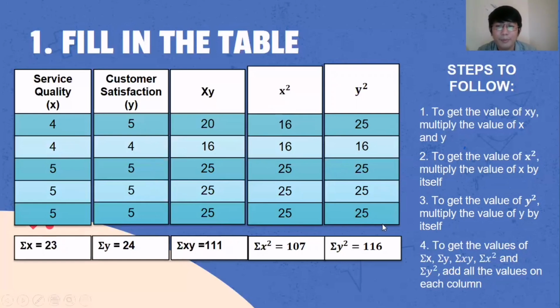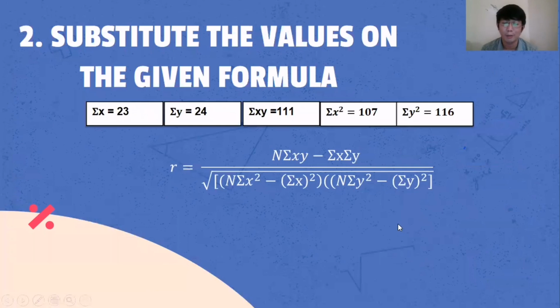Ito po yan. And last but not the least, number 4, to get the values of summation of X, summation of Y, summation of XY, summation of X squared, and summation of Y squared, add all the values on each column. Ito lang po yung kailangan nating i-add, yung mga yan. Have you followed? I hope you followed.